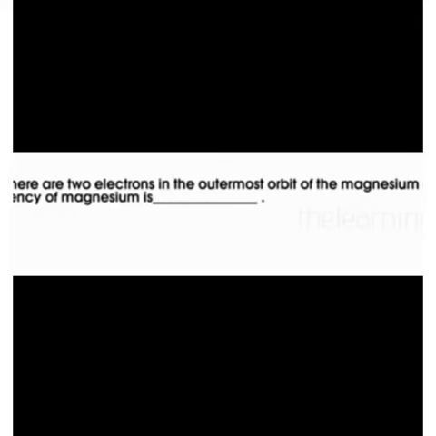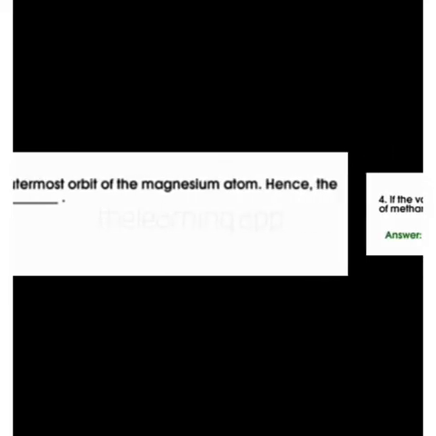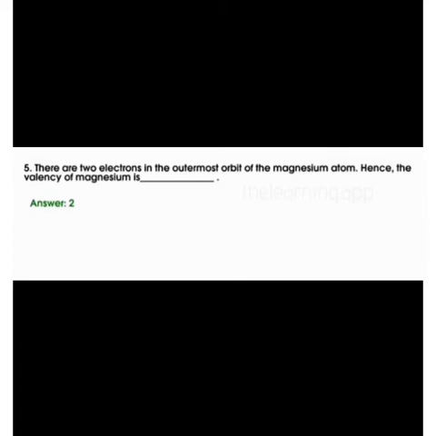The last one: there are 2 electrons in the outermost orbit of the magnesium atom. Hence, the valency of magnesium is dash. The answer is 2.